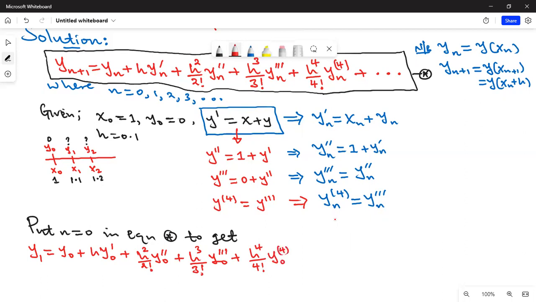Remember, it is an approximation, so whatever is missing is the error term. So these are just approximations. Now we need to find y_0', y_0'', all the way up to the y_0 fourth derivative. So let me work it out here.